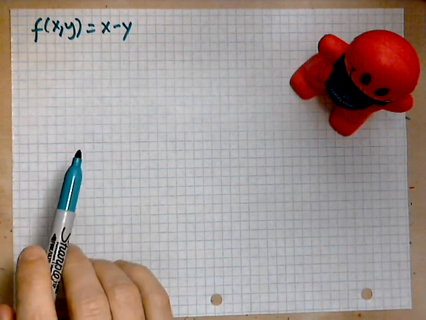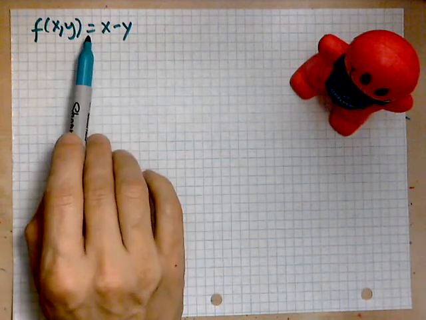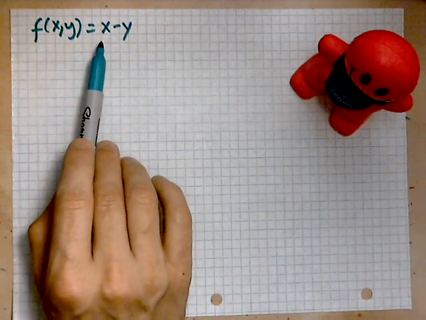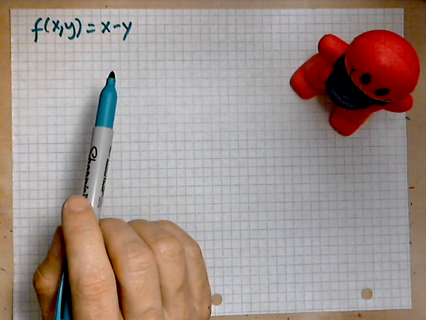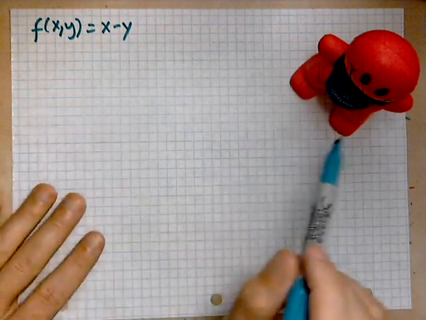In this video, I am going to show you how to find the gradient of this function here. So f of x,y equals x minus y. And then we'll also take a look at the picture of the gradient in the plane here.